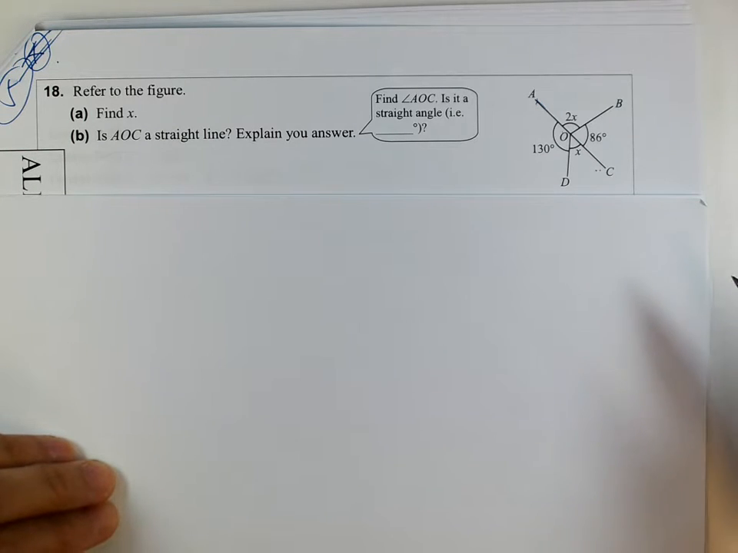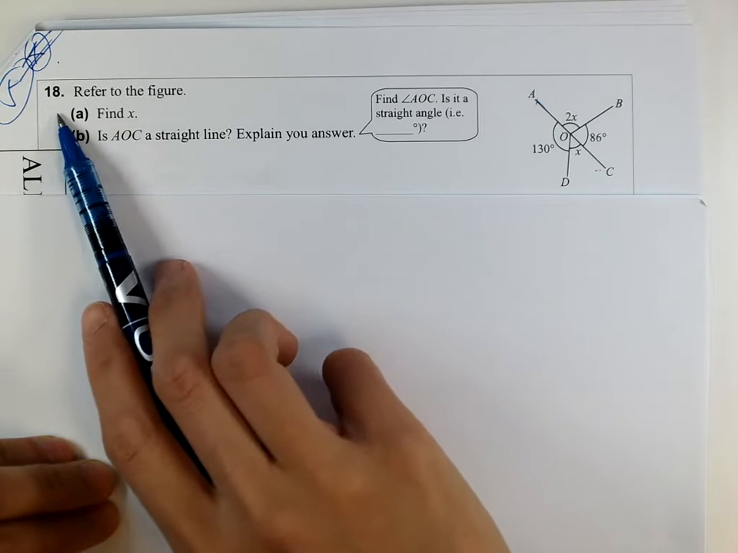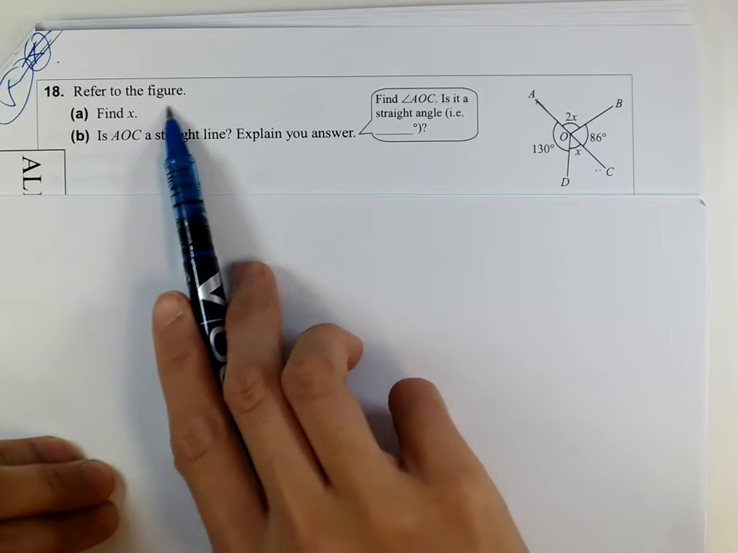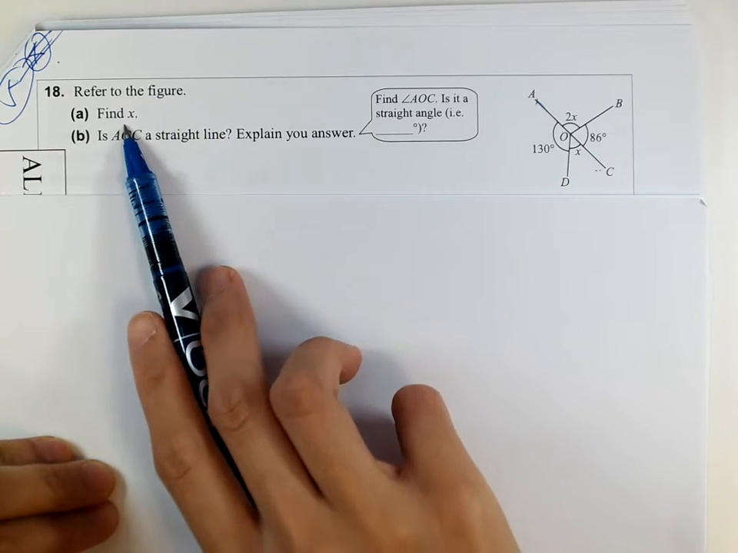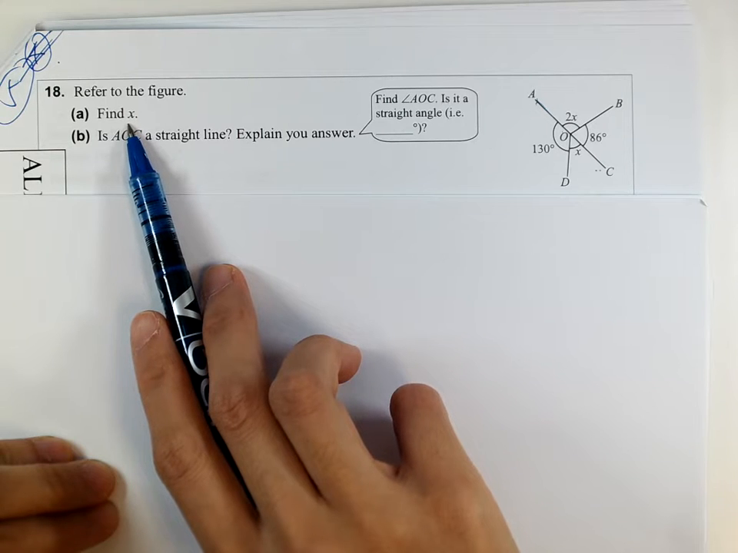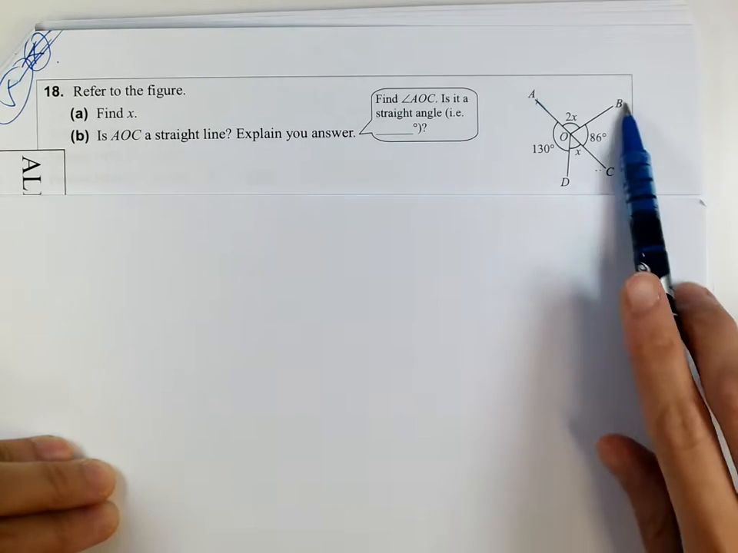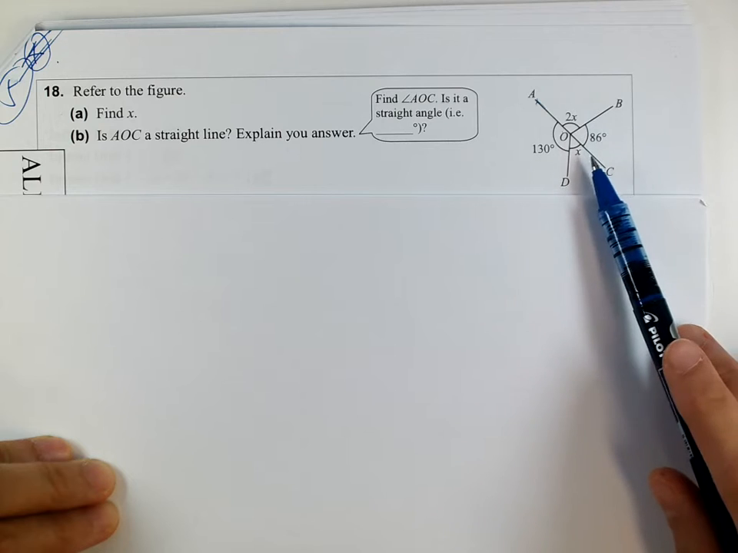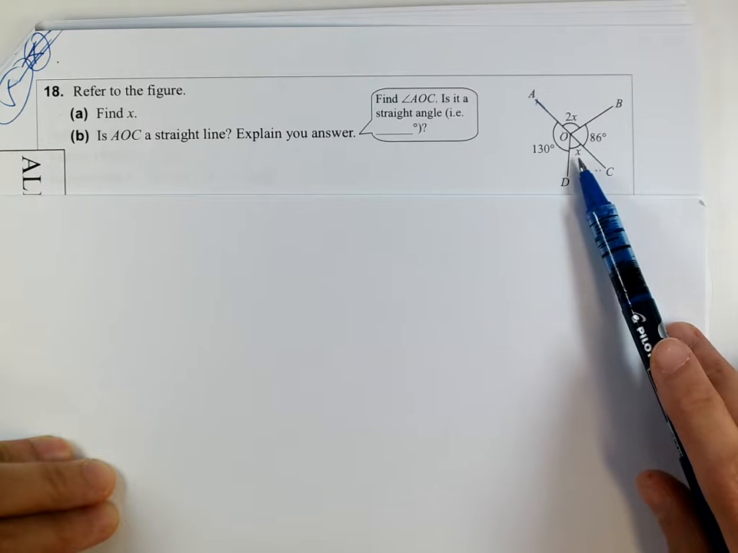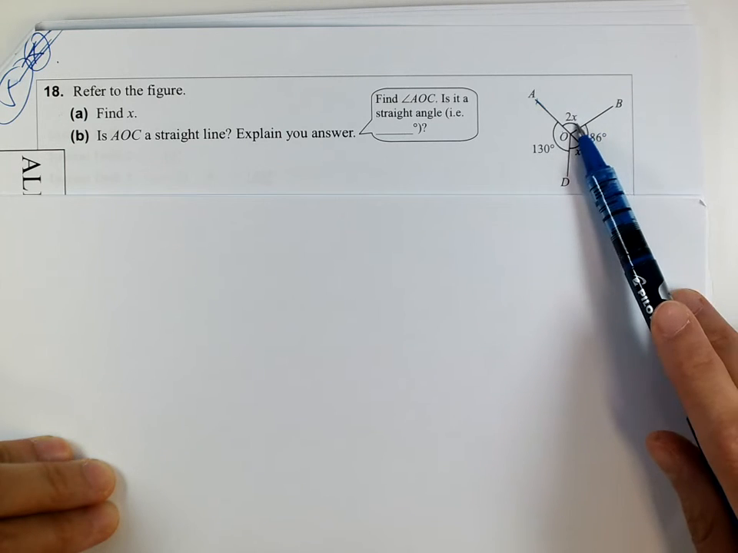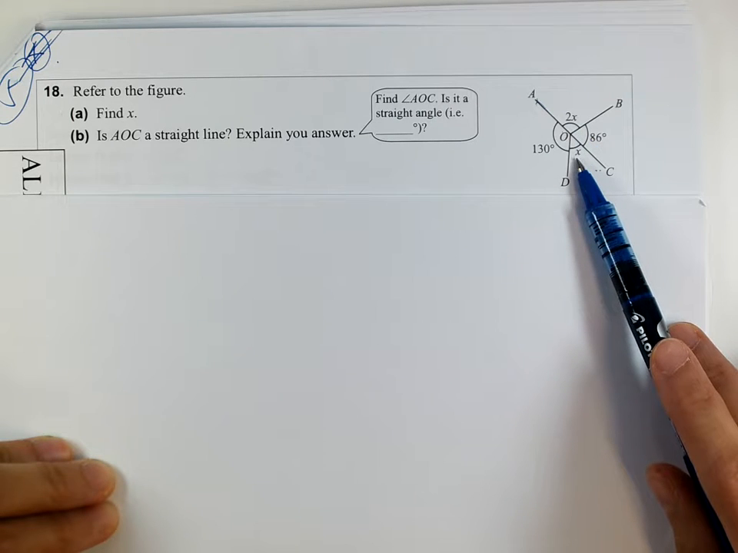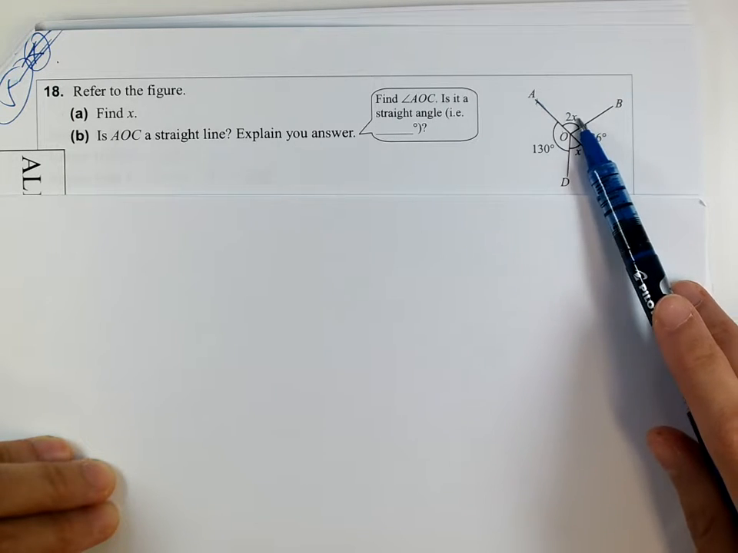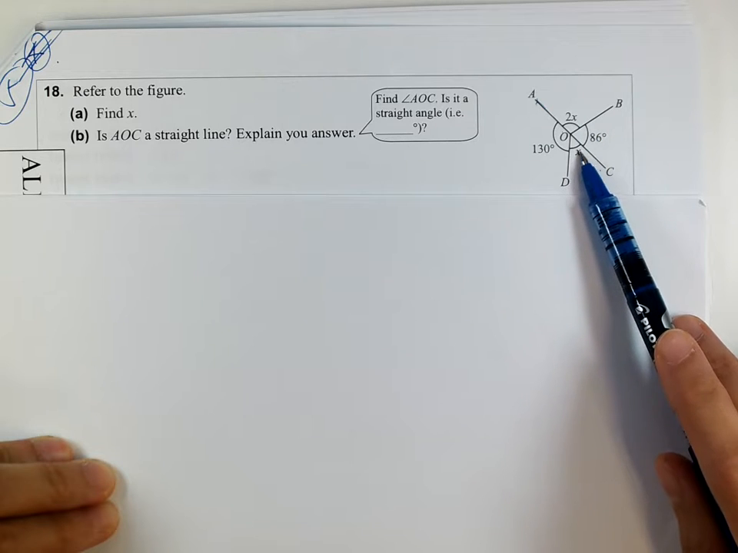Hello everyone, let's take a look at question 18. In this question, part A, we need to find the value of x. In this picture, there are two places that we can find x. Here we have the angle x, and here we have the angle 2x. Obviously, x is easier to find than the 2x. Okay, so that's good. Here we have x.